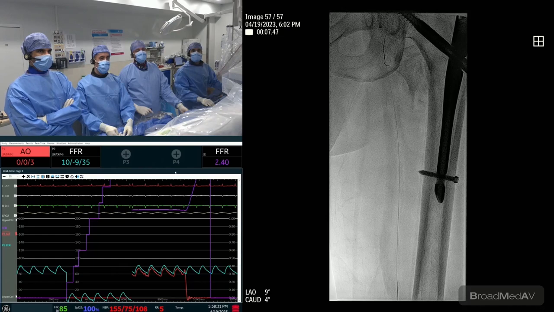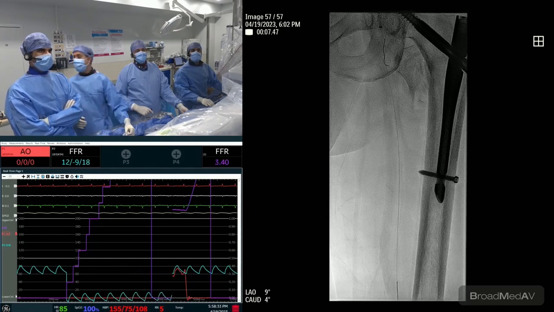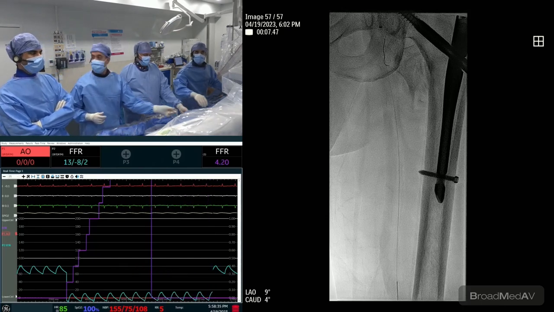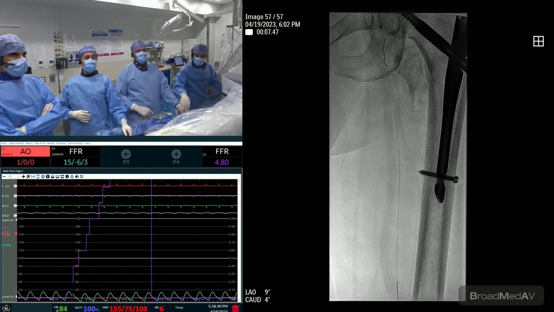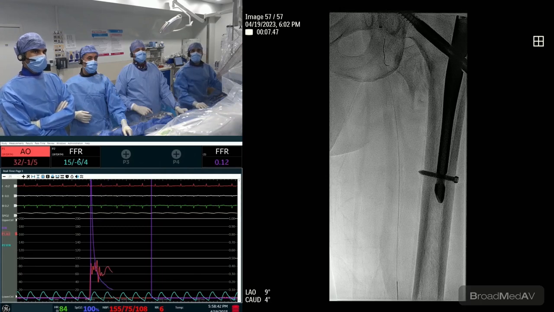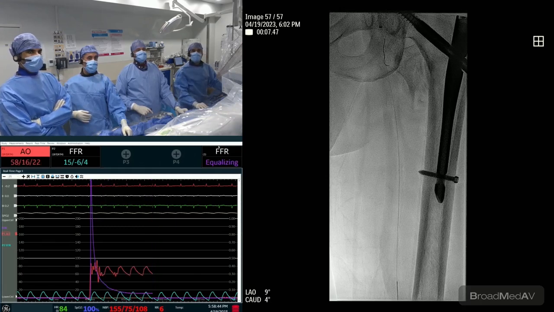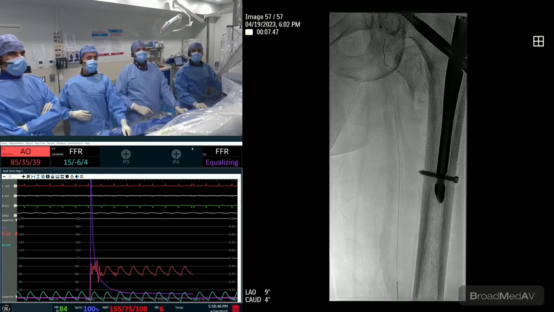So we have 1 minute left, for everybody at home. What we're going to do is, if we don't have a true gradient, we're done. If we equalize and we have a gradient, then we're going to go ahead and place the scaffold at this area.